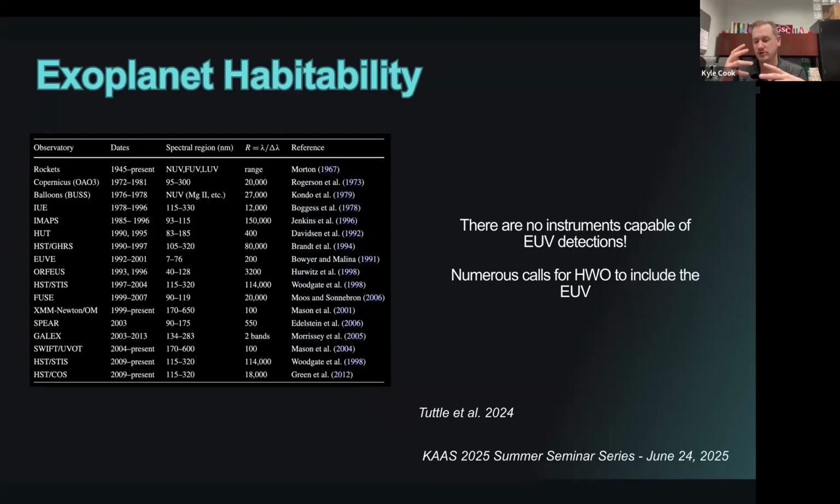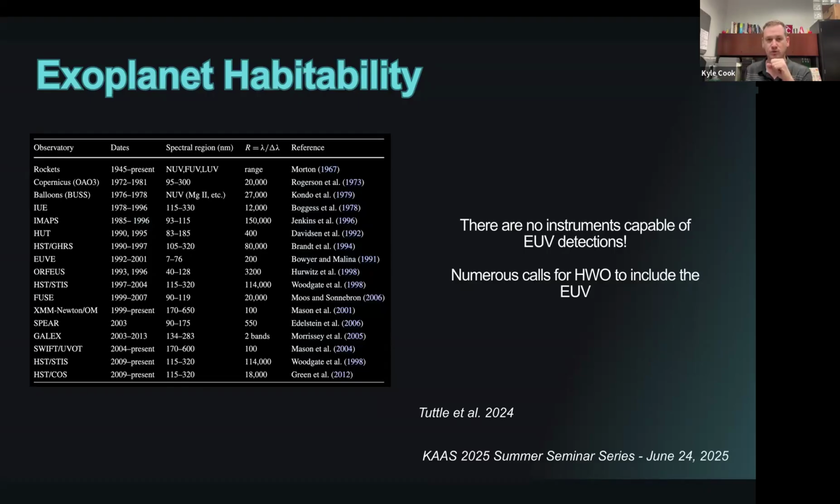So astronomers are trying to be creative and trying to find ways to get around that. However, the direct detection of the UV environment around M dwarfs would really help us answer for certain, can a planet actually survive there? Can an atmosphere remain bound to the planet, or does it just completely get lost and swamped out? And there are, again, numerous calls, as we saw at the very beginning, numerous calls for HWO to include wavelengths bluer, more energetic than the 100 nanometer mark.